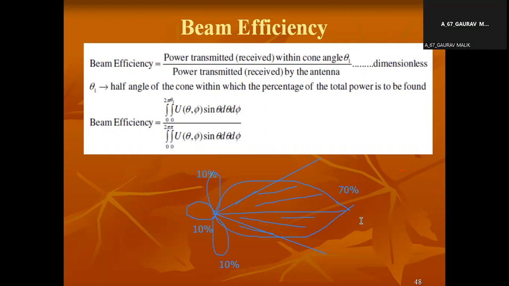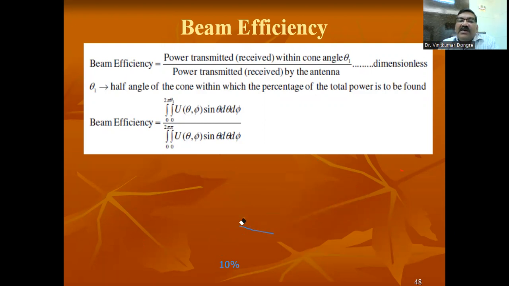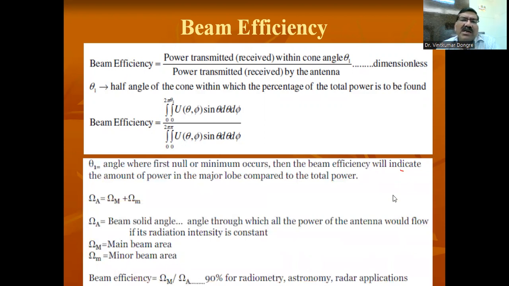70%. It is simple, 70%, because in this angle 70% of the power is transmitted, and the remaining 10% is in the upper side lobe, 10% in the lower side lobe, 10% in the back lobe. So that's why all the others are considered this way. This is a very simple example to understand beam efficiency.